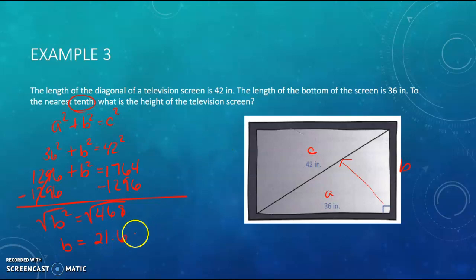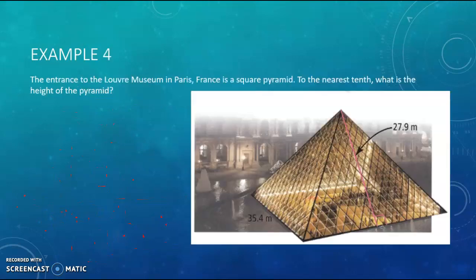21.6 inches is our height for our television, which makes more sense than 468 inches, right? We're talking about a height of a television. 468 inches is a very, very tall anything, considering that 5 feet is only 60 inches. So anyway, that's how we solve it. Again, it's just substitution and then solving for your unknown.